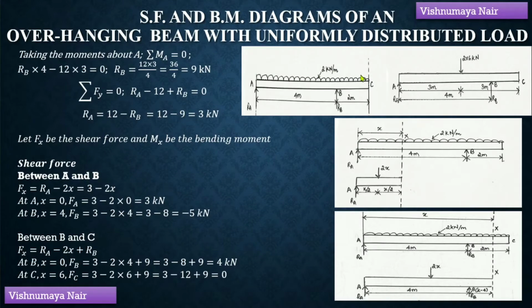This UDL is 6 meters in length. So, the center of the UDL will be at a distance of 3 meters from A and C. So, the point load will be acting like this and the point load is equal to 12 kN. Let's now find out the reactions RA and RB.